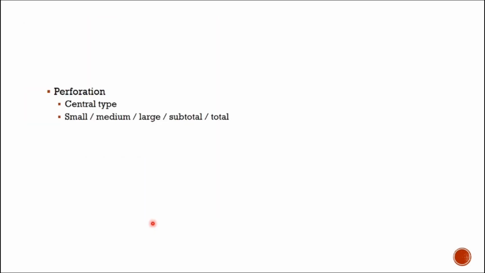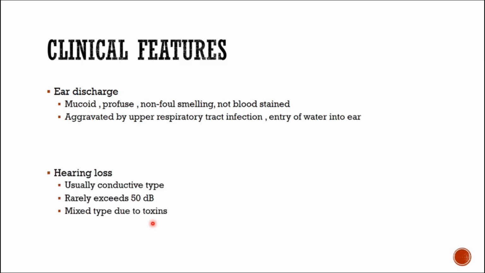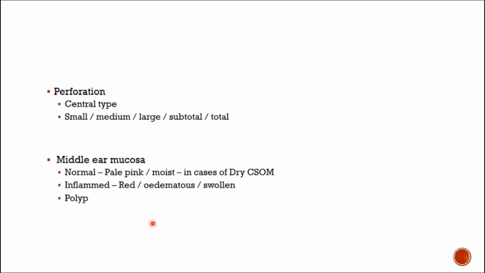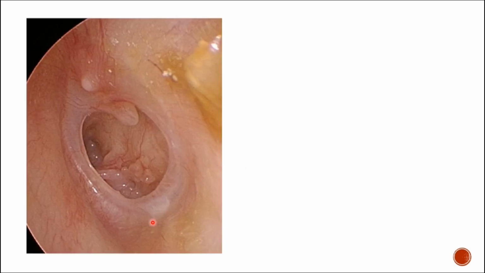So now we know the clinical features. That is ear discharge, you already know the characteristics. Then there will be hearing loss, and there will be perforation, and also changes in the middle ear mucosa. So these are the clinical features which can be seen in CSOM safe type.